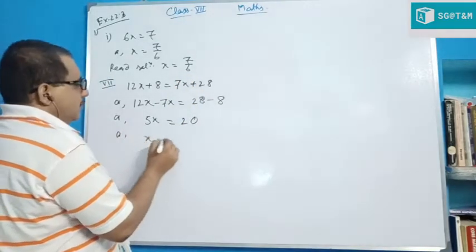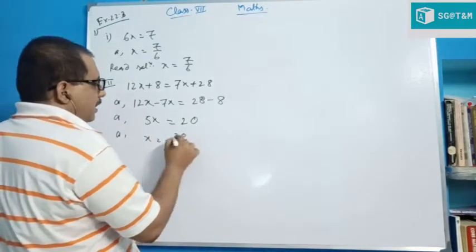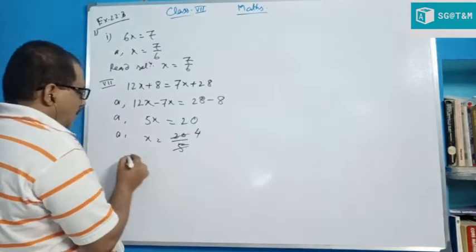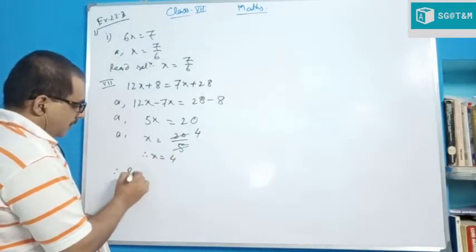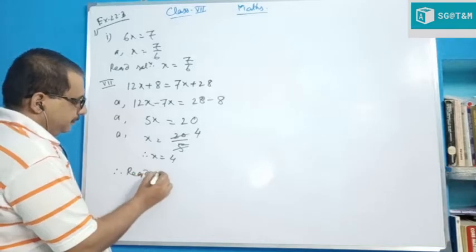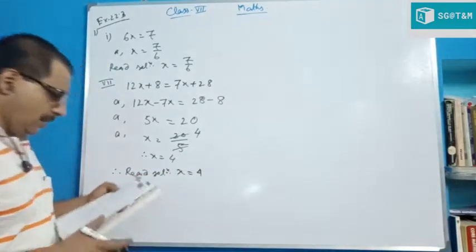Or x is equal to 20 by 5. 20 by 5, after simplifying, we get 4. Therefore x is equal to 4. Therefore, the required solution, x is equal to 4.